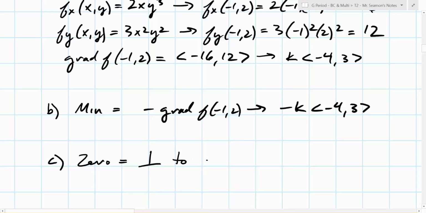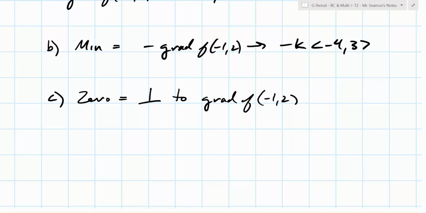Perpendicular to the grad, right? So how do you find a vector that's perpendicular to another vector? When you're in 2 dimensions, there's a really straightforward way to do this. What's the first thing we learned at the beginning of chapter 14?